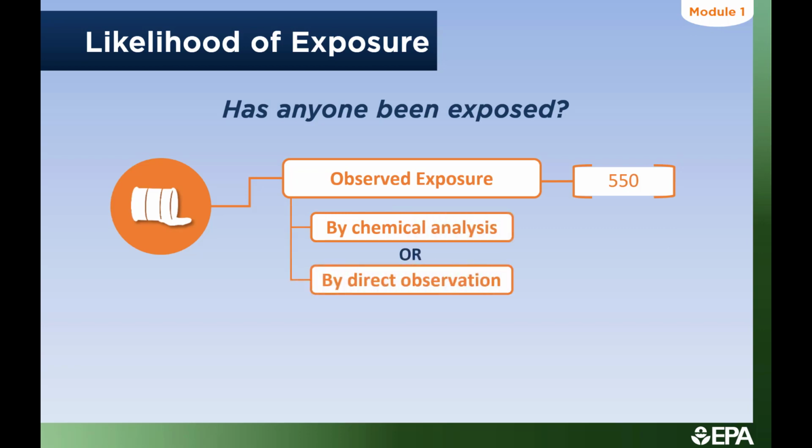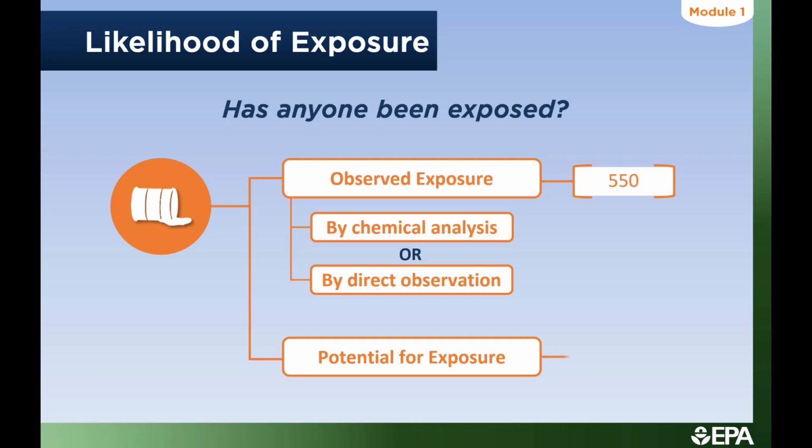If an observed exposure is not documented at a site, the second option for assigning this factor category value is to assign a score based on the potential for exposure to contamination. The values assigned can range from 0 to 500 based on an evaluation of 4 factors. Okay, 1 factor category down, 2 to go. Now let's review the waste characteristics factor category.